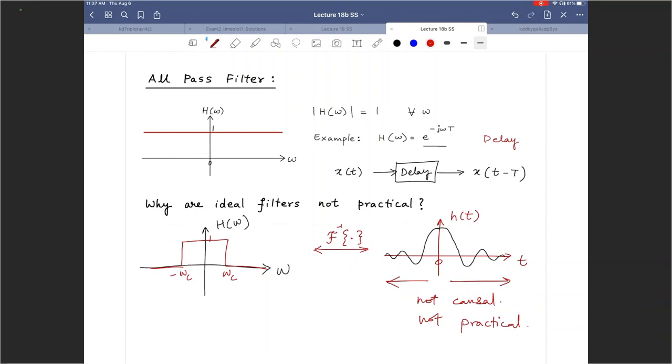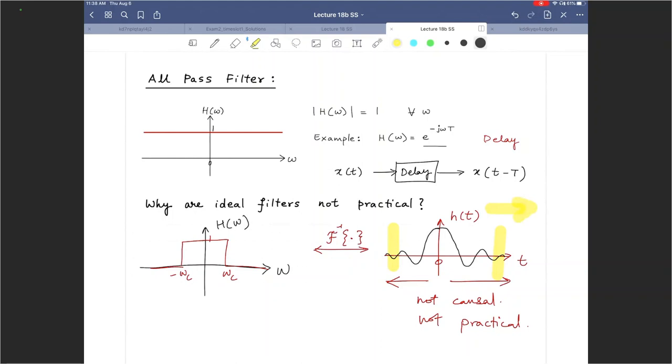In fact, what people do is they chop off. So if you have to design it with this technique, you can actually just chop off the sinc and shift it right.